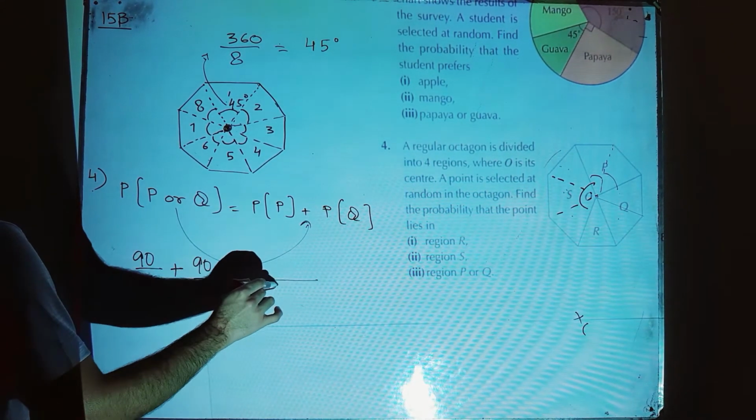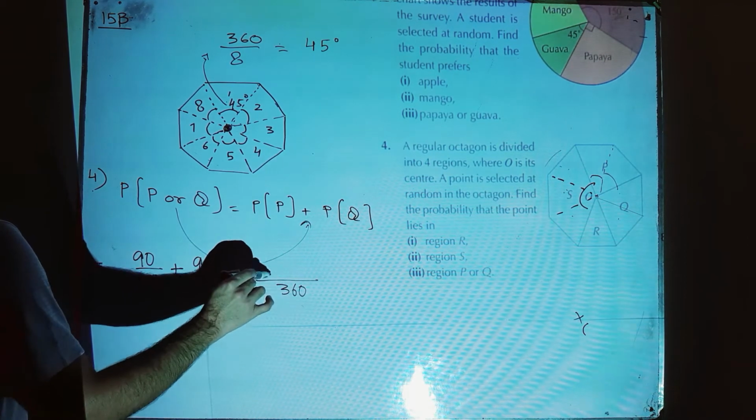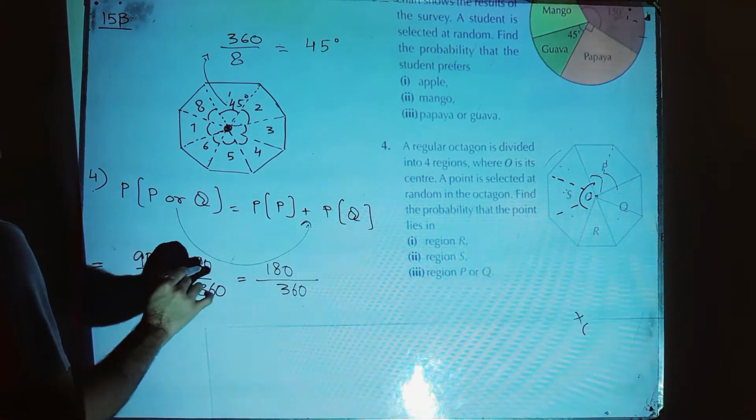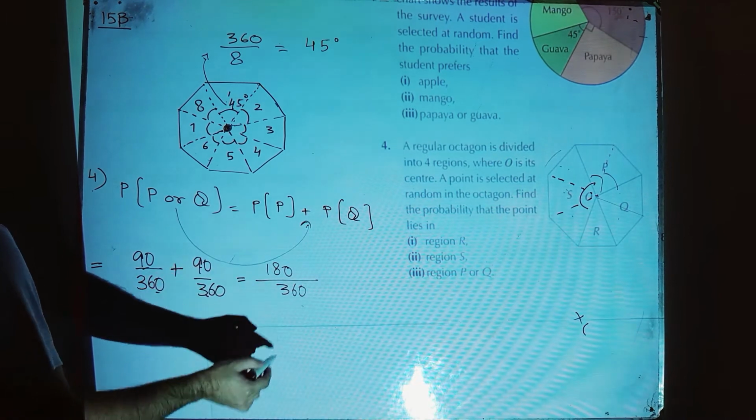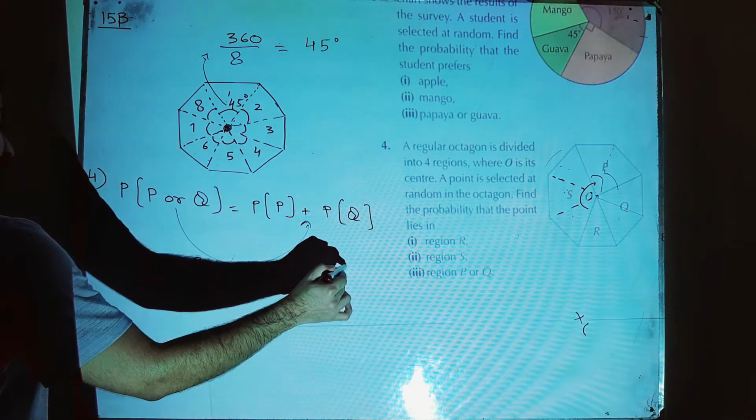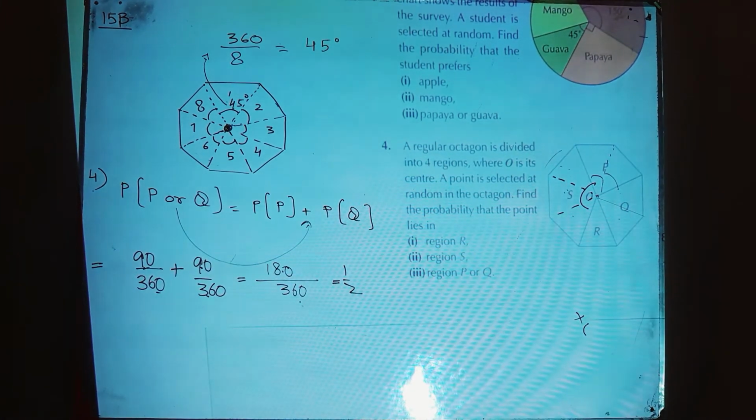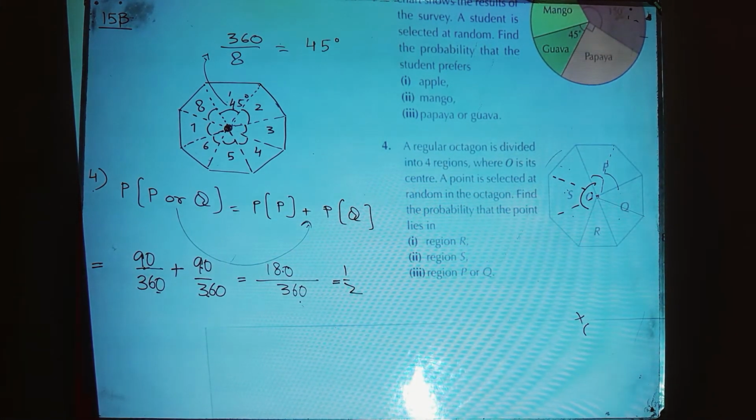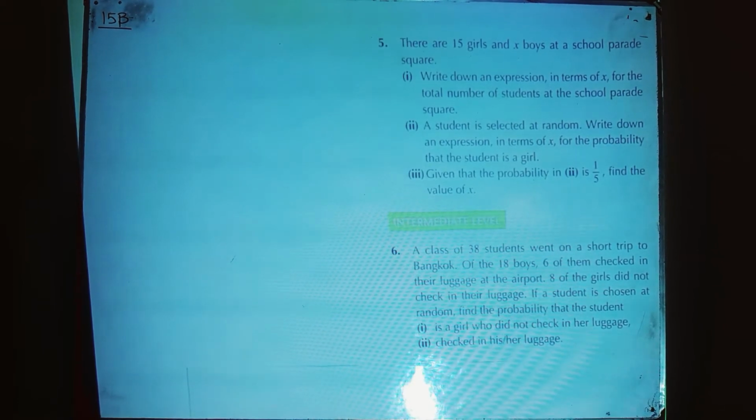You can simplify it. 360 is the LCM. So 90 plus 90 is 180. Denominators are the same, LCM is 360, so 90 plus 90 gives you 180, and 180 over 360 is 1 by 2. So this is the solution of question number 4, part 3, 1 by 2 of exercise 15B. Then we have question number 5.